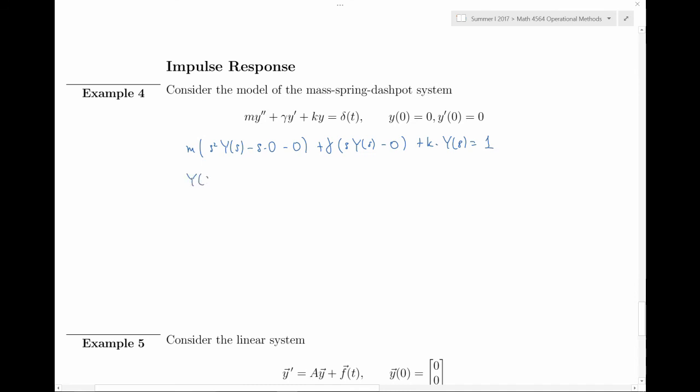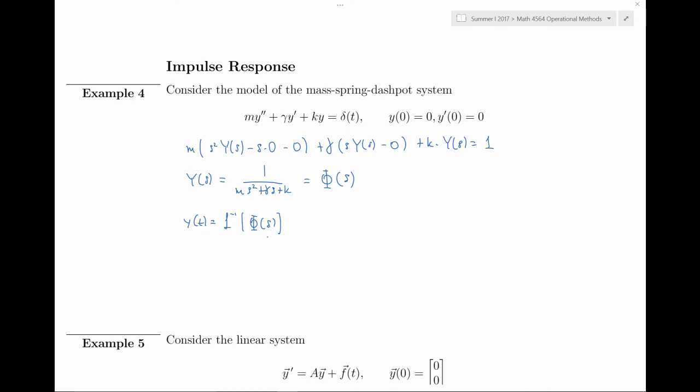Solving for y of s, we'll get that y of s is 1 over ms squared plus gamma s plus k. And if you remember, this was exactly the system transfer function for this model. And therefore y of t is the inverse Laplace transform of the system transfer function in this case. This is quite interesting. We can physically see the effect of a system transfer function if we come to the system and hit it with a hammer.